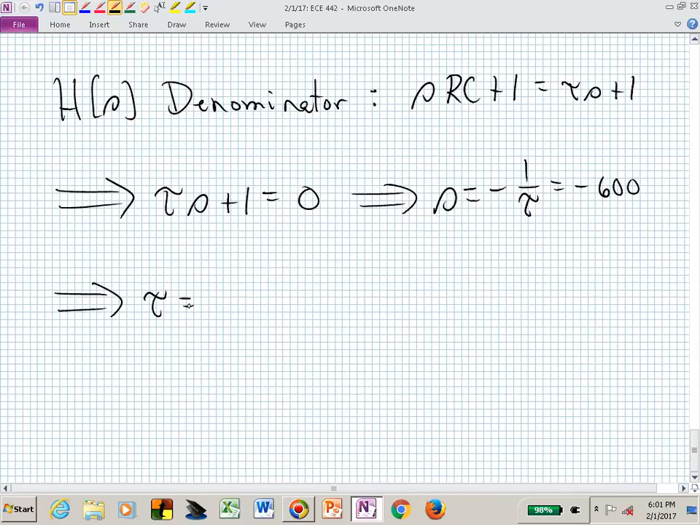And now we can find the time constant. That's just the reciprocal of 600. That's 6 times 100, or 1/6 times 10 to the minus 2.